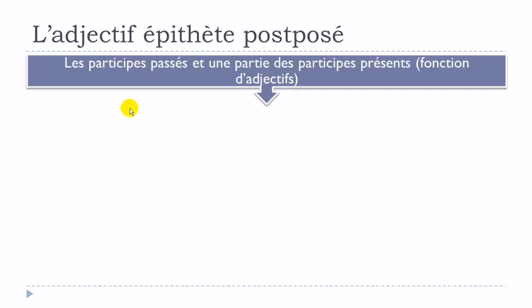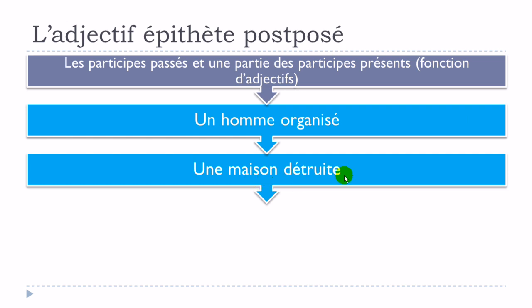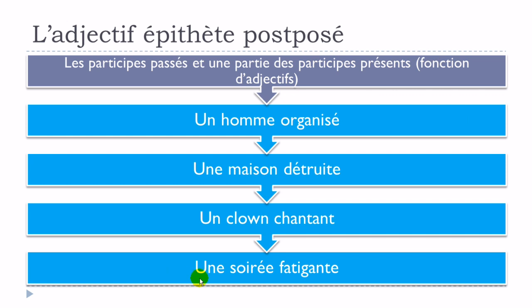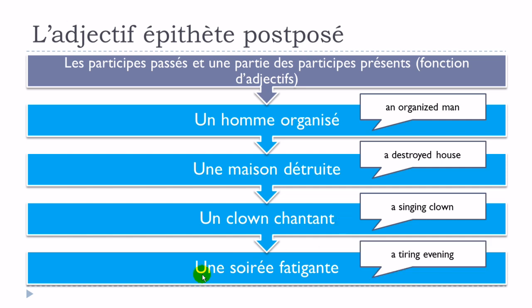Second category, remember, we were talking about les participes passés, so past participles and then present participles, but used as adjectives. So let's see now. Un homme organisé, une maison détruite, un clown chantant, une soirée fatigante.